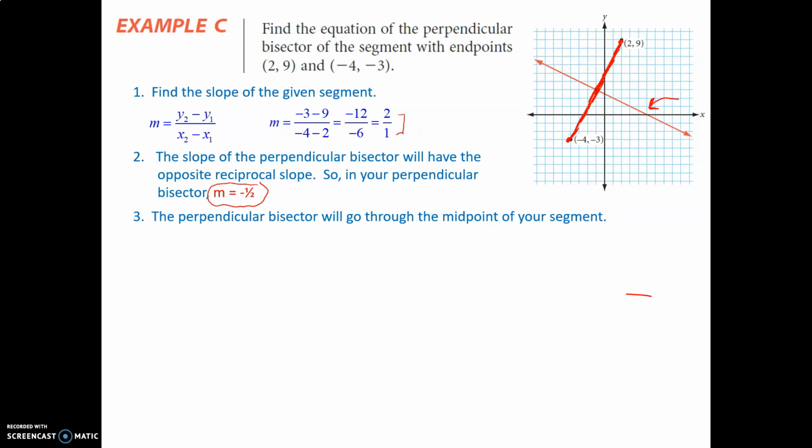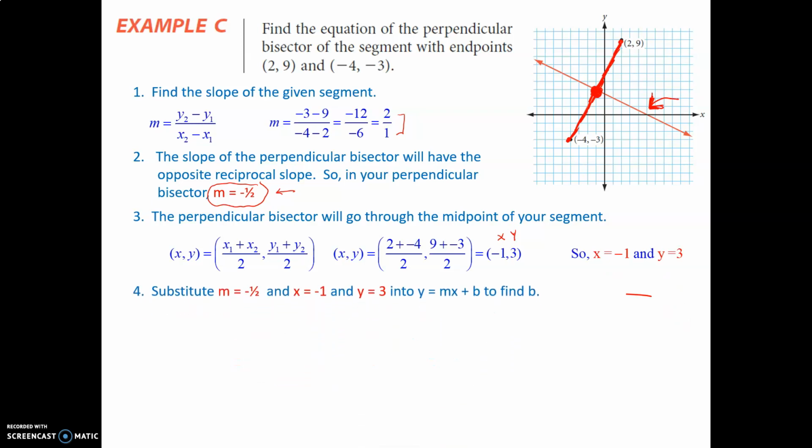Next, the perpendicular bisector goes through the midpoint of the given segment, right here. So I'm going to find that midpoint using the midpoint formula. To do that, I'm going to add up the x's of my given segment, so 2 and -4, and divide them by 2, and add up my y's, 9 and -3, and divide that by 2. So I get that the midpoint is -1, 3. So my perpendicular bisector goes through that midpoint. So that is an x and a y on my perpendicular bisector. And this is the m of my perpendicular bisector.